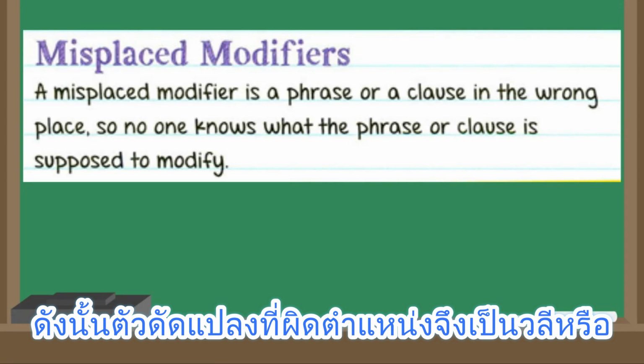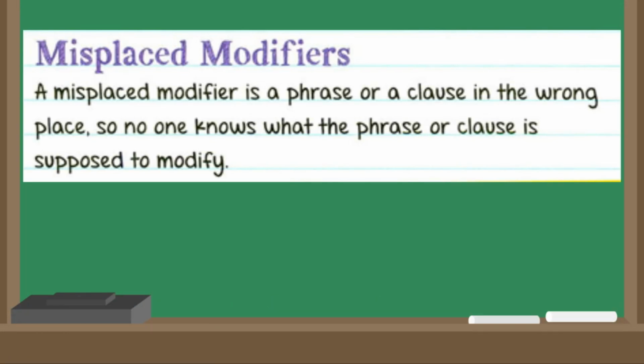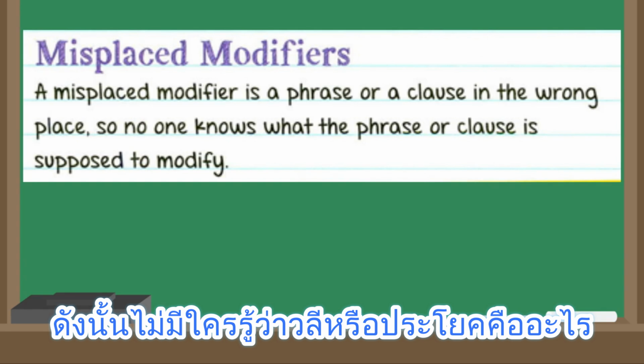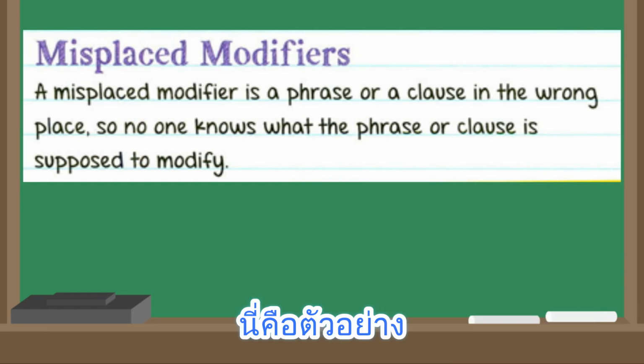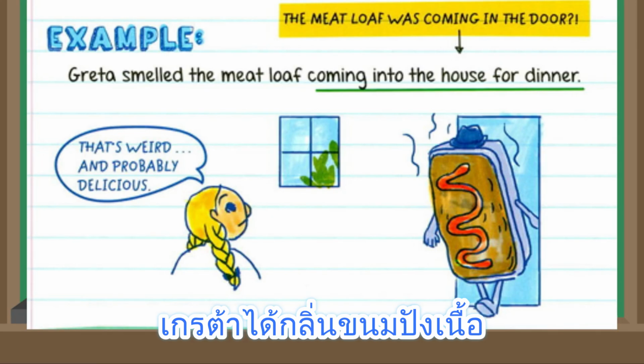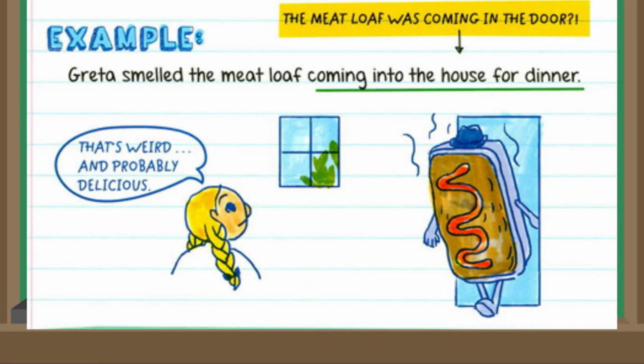A misplaced modifier is a phrase or a clause in the wrong place, so no one knows what the phrase or clause is supposed to modify. Here's an example. Greta smelled the meatloaf coming into the house for dinner. The meatloaf was coming in the door.